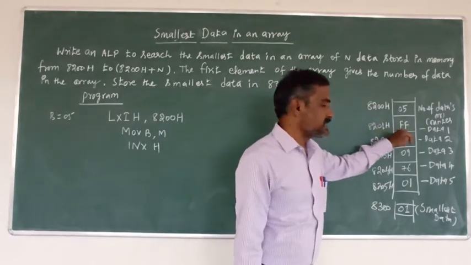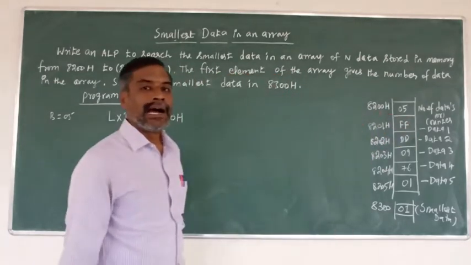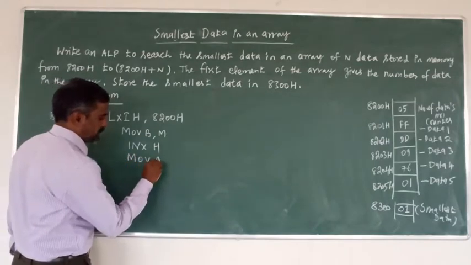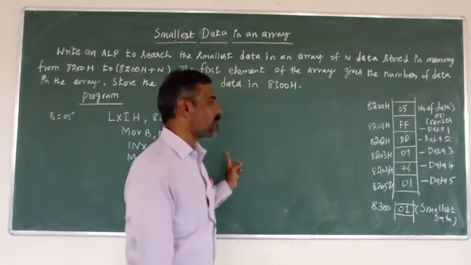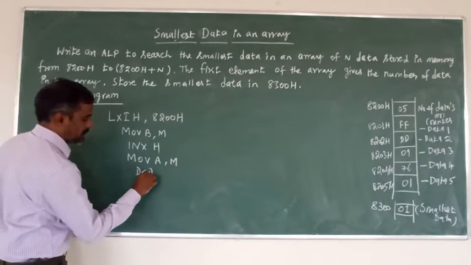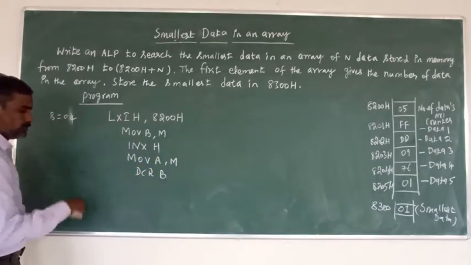Now this address location's data, the first data, is moved to the accumulator. We can use MOV A, M. The first data is moved to the accumulator. For that, to decrement the number of data, DCR B. Now B equals 04.